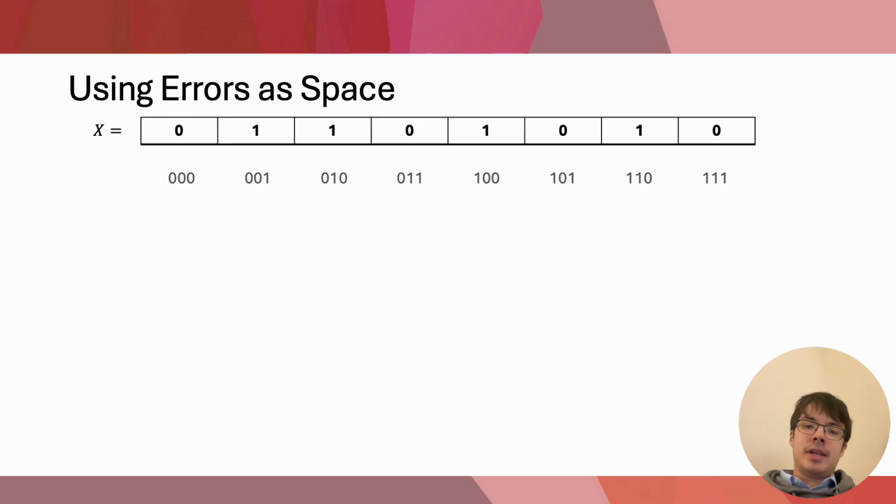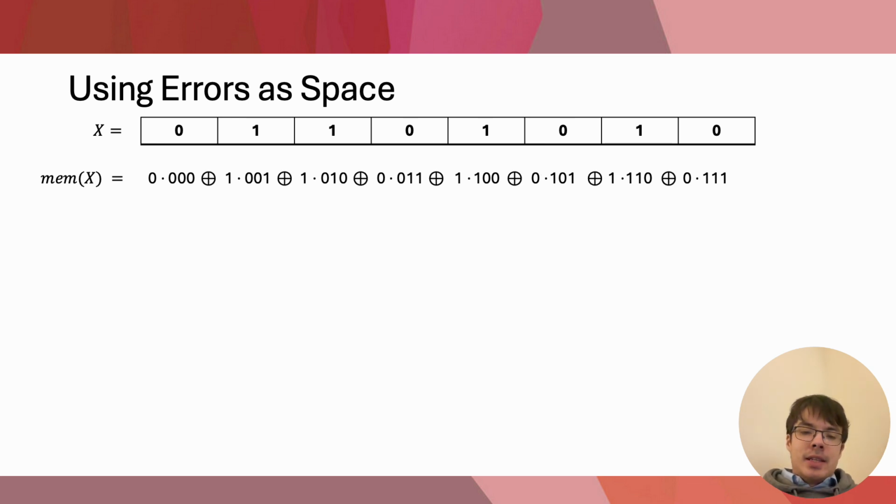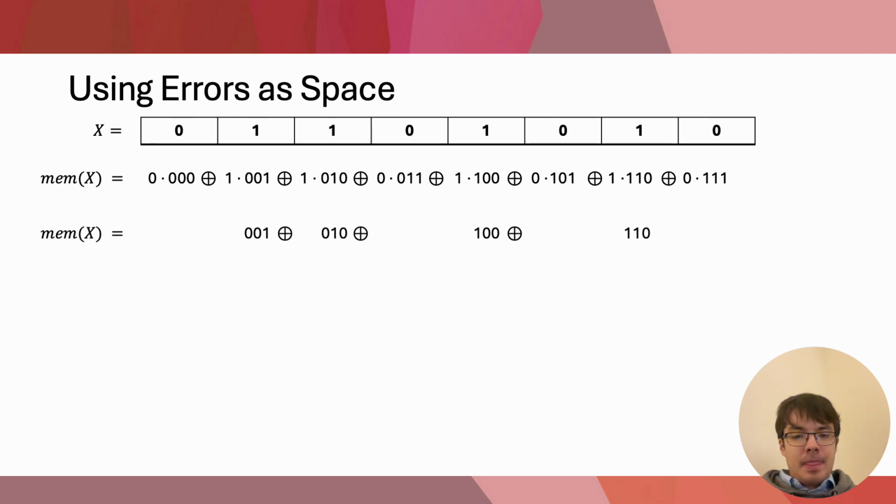X is any binary string. And mem of x, in order to allow us to manipulate any binary string of length log C using single bit flips, we want mem of x to somehow have access to every possible manipulation. We do this by making mem of x a linear combination, or the inner product of x and all possible log C bit strings. In this case, we get the following sum.